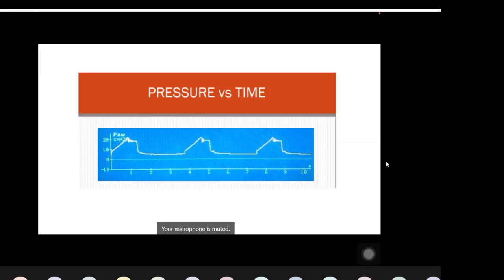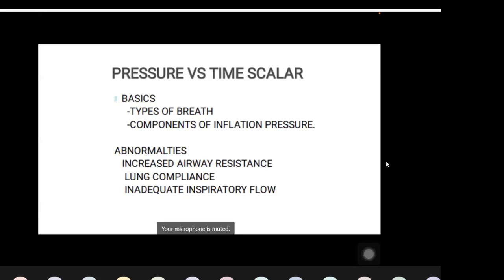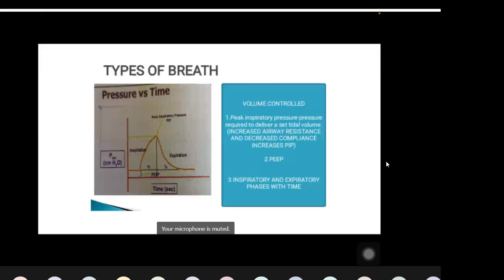Now, the most important scalar that you have to understand is the pressure time scalar. For the pressure time scalar, the important abnormalities that can be identified are the assessment of lung compliance and assessment of airway resistance. In a typical volume control ventilation, the pressure scalar will appear like this. The ascending limb will be more convex, and this will be concave, and depending upon the PEEP applied, it will be above the baseline, and this portion represents the PEEP that is applied by us.